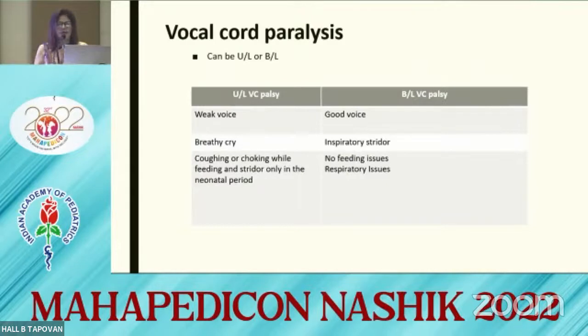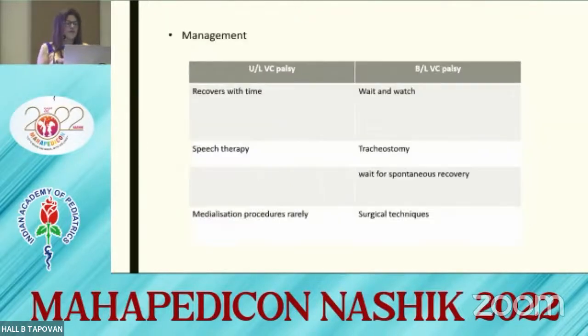A bilateral vocal cord palsy, when the vocal cords are sitting tight inside like this, these are kids who will have inspiratory stridor. They will have respiratory distress, but they will have no feeding issues because they will not aspirate, and they will have a good voice. So this is how you differentiate between a unilateral and a bilateral vocal cord palsy clinically.